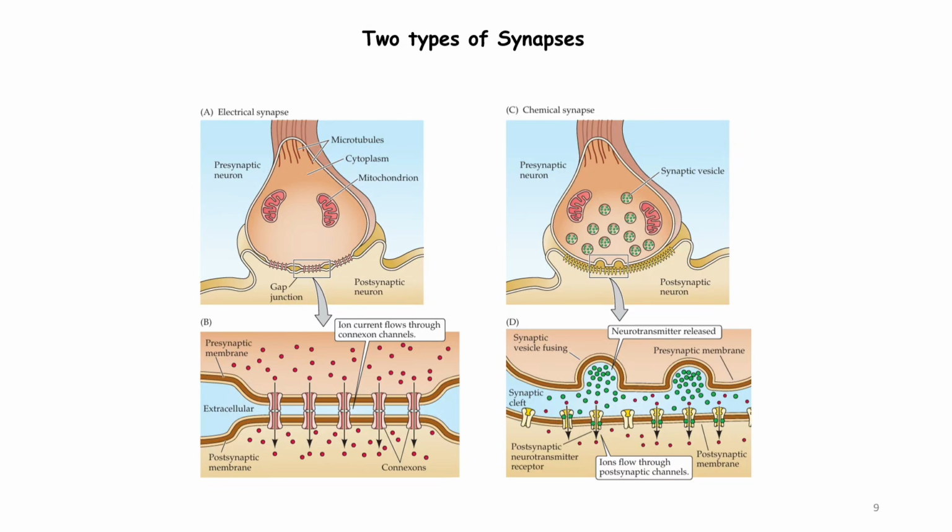And in case of chemical synapse, there are synaptic vesicles that are loaded with neurotransmitters. Now, when the neurotransmitters are released from the presynaptic neuron, they bind with neurotransmitter receptors that are present in the postsynaptic neuron. These neurotransmitter receptors are like ion channels. When neurotransmitter binds with the neurotransmitter receptor, the channels open through which ions move, and in this way communication occurs.